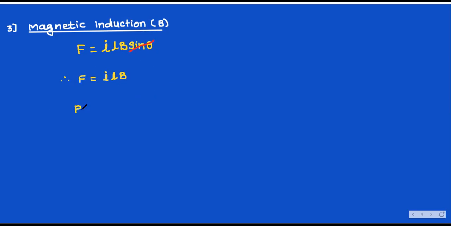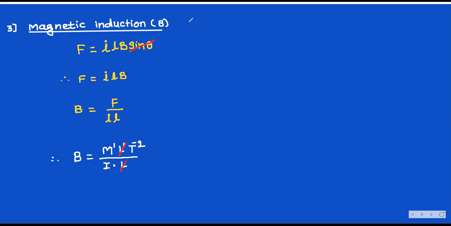So now can I write like this? B is equal to F by IL. Now I is current, L is length, F is force. So can I directly write like this now? B is equal to F, which is 1 in mass, 1 in length, minus 2 in time, divided by current, which is I, and L is length. Again, now this length and this length I am cancelling. So what am I getting?